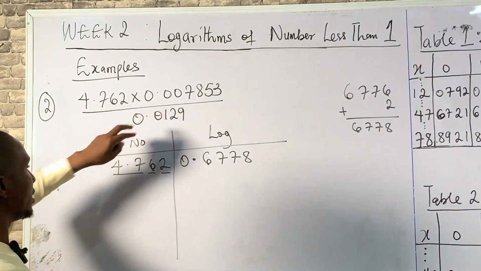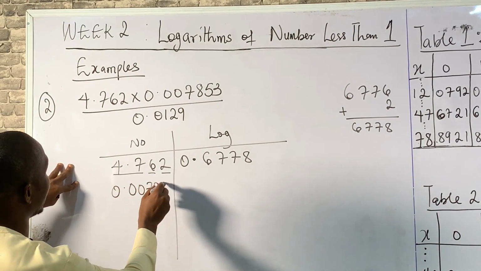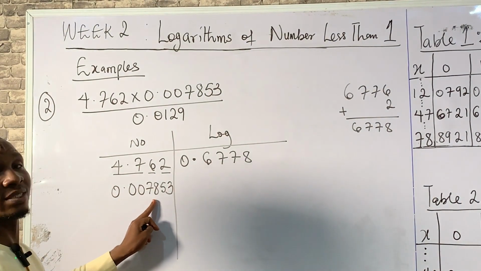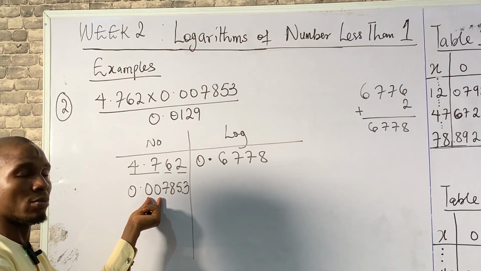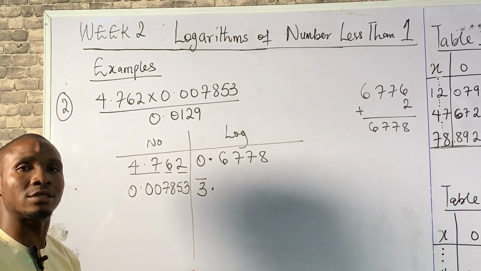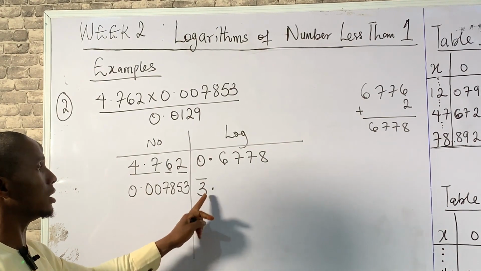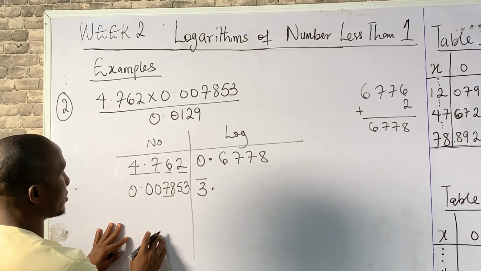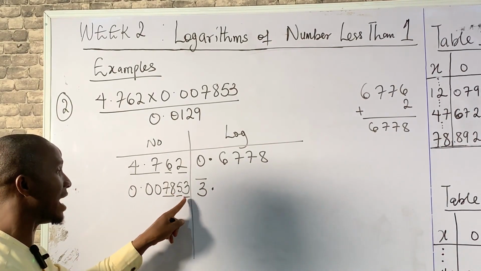Now the second one is 0.007853. We have 3 zeros before 7. That is, the characteristic is just 2. By the time you subtract 2, that will be 3. Or better still, just count the number of zeros here. This is 1, 2, 3. Then you are going to have your bar 3. Now point. So you now check 78 under 5 difference 3.